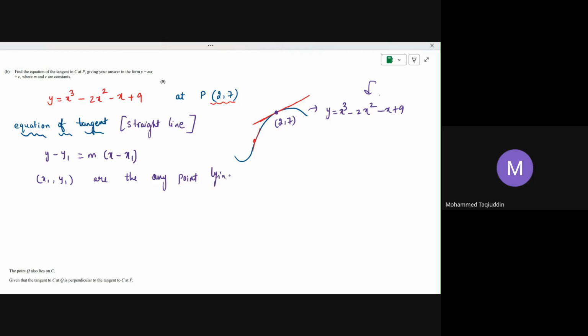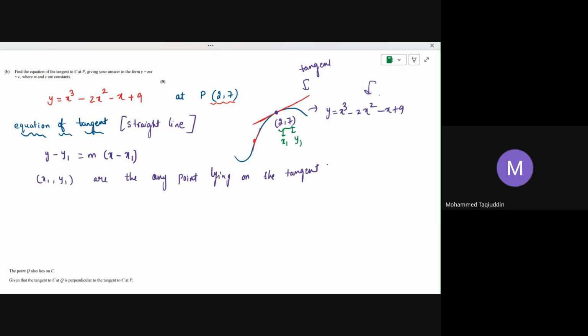lying on the tangent, isn't it? Because I'm finding the equation of a tangent. Now you see here, this is the tangent. I'm going to find the equation of this red line, the tangent. Can you tell me a point lying on this tangent which you know? I mean the known point which is lying on this tangent. Which point is that? 2, 7, right? So this is x1 and this is y1 here.